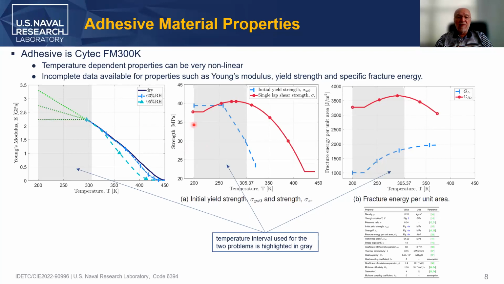Again, same thing for the nonlinearity. You see the distribution of the strength and the ultimate strength and the yield strength distribution. And on the right, you see the fracture energy per unit area distribution for mode 1 and mode 2 fracture.